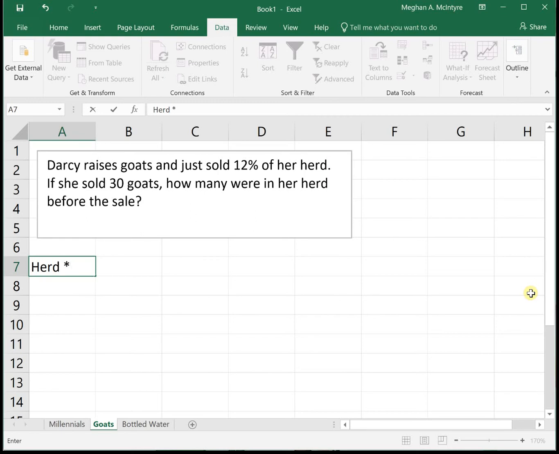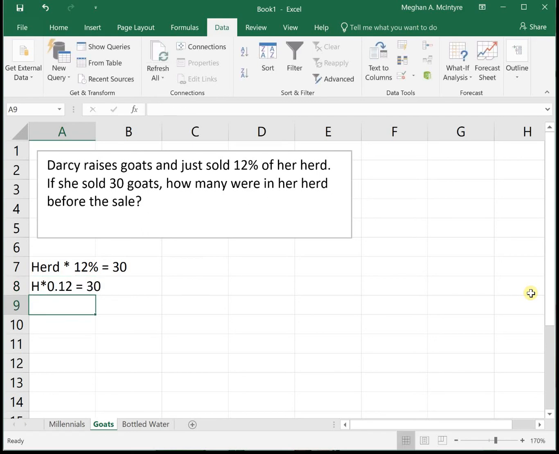And the 12% was equal to 30 goats. If you think of it as that we have our herd and we calculated 12% of that herd and we know that that is equal to 30. So this one's more of an algebra equation that we're going to have to solve to figure out what is that herd size. So we could say that I'm just going to use H for my herd times 12%, which again is 0.12, is equal to 30.